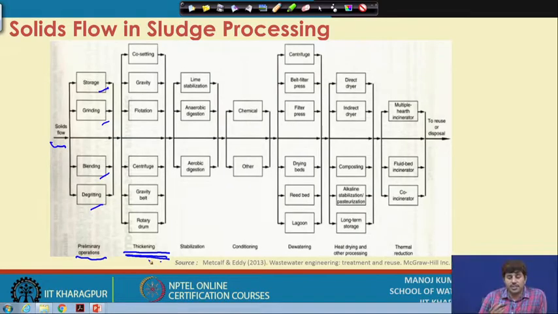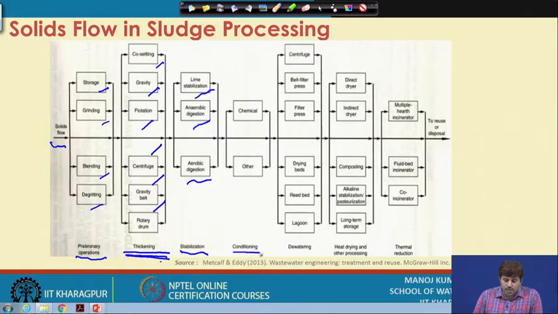So, sludge is thickened. How is it thickened? It can be thickened by co-settling, by gravity, by flotation, by centrifuge, by gravity belt, by rotary drum. There are a variety of options for thickening, and then it goes to stabilization, where it is stabilized. Stabilization can be through aerobic digestion, anaerobic digestion, or lime stabilization, which is a chemical form of stabilization.